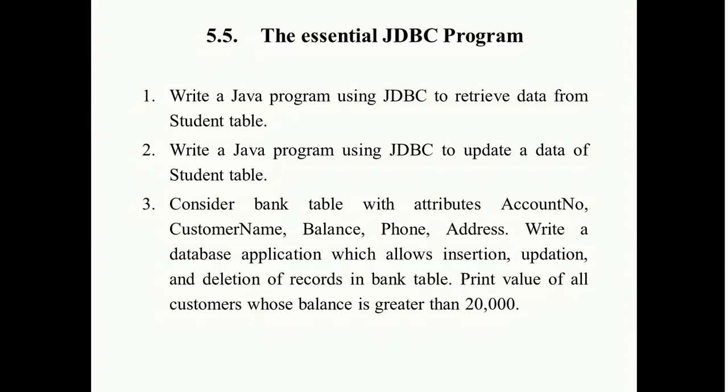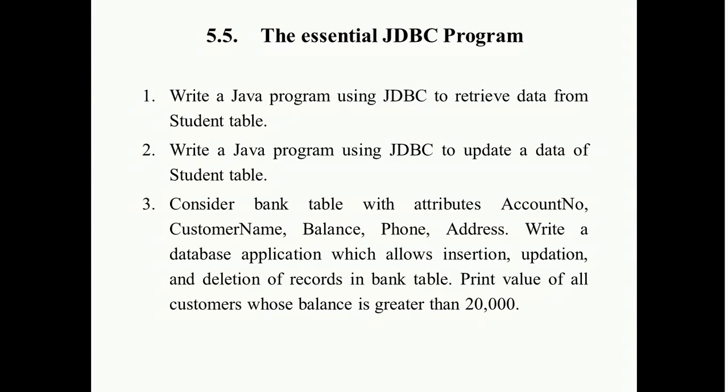Then in this lecture, we see the third program. Consider the bank table with the attributes account number, customer name, balance, phone number and address, and write the database application which allows the insertion, updation and deletion of the record in the bank table, and at the last print the values of all the customers whose balance is greater than 20,000. Now in this program we need to first create the bank table having the attributes account number, customer name, balance, phone number and address.